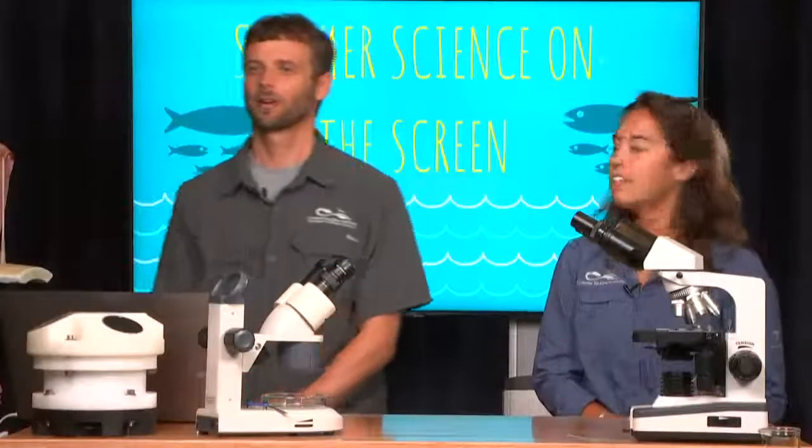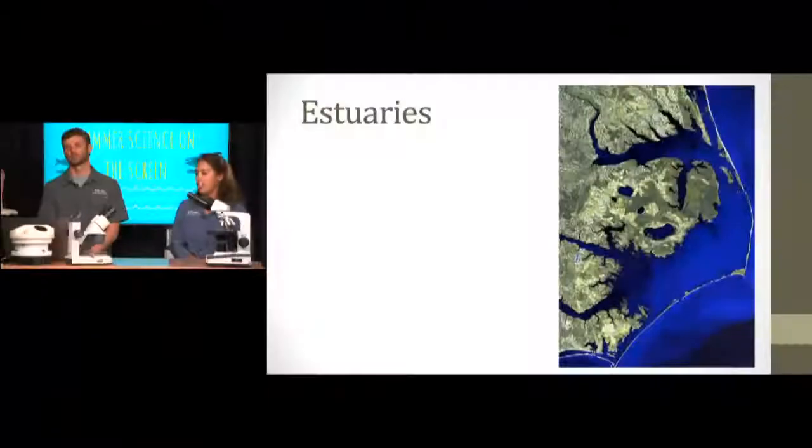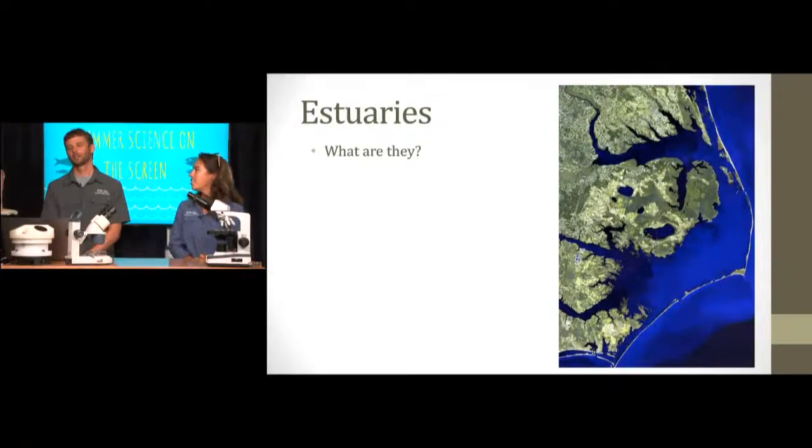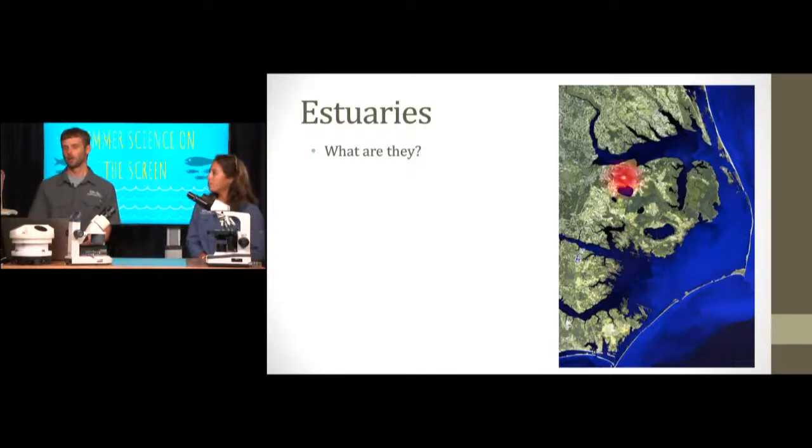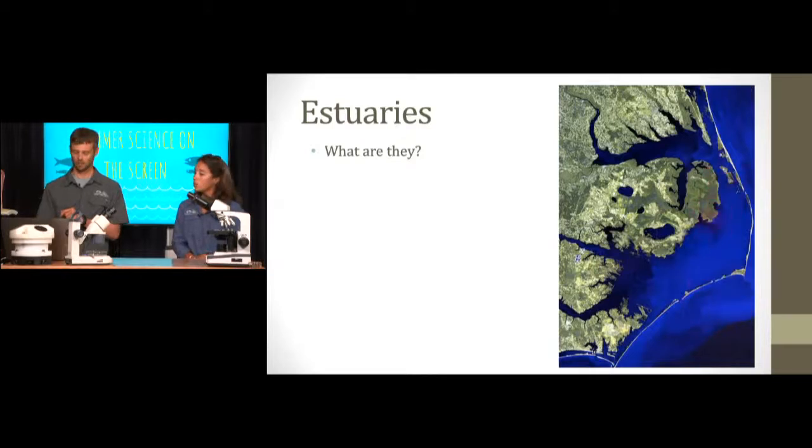So let's start by talking about estuaries. What are estuaries, Dave? So estuaries are semi-enclosed bodies of water that have freshwater inputs from rivers and saltwater inputs from the ocean. And why are they important? Well, the estuary right behind the building is the Croatan estuary, but I also want to point out where the freshwater rivers are coming from and the saltwater is coming through our three inlets: Ocracoke Inlet, Hatteras Inlet, and Oregon Inlet.